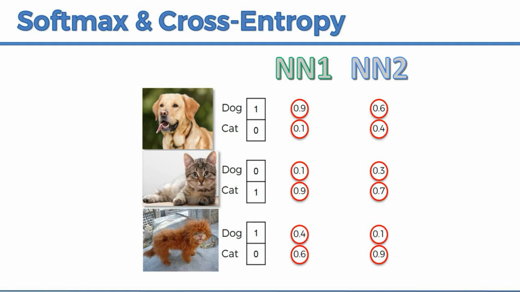So even in the last case, it gave dog a 40% chance, as opposed to neural network 2, which only gave dog a 10% chance. So neural network 1 is outperforming across the board when compared to neural network 2. Now we're going to look at the functions that can measure performance that we've kind of talked about already. So let's put these into a table.